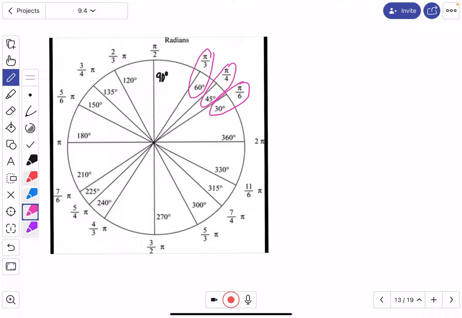60 is pi over 3. 90 is pi over 2. You need to know those four. Those four are important. You can figure out any of the others by that.